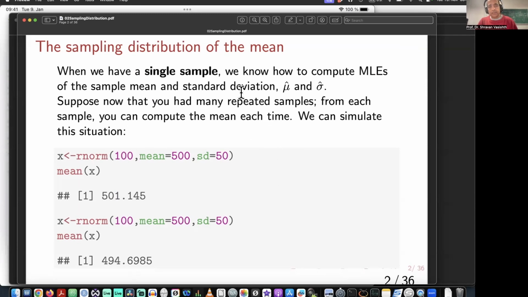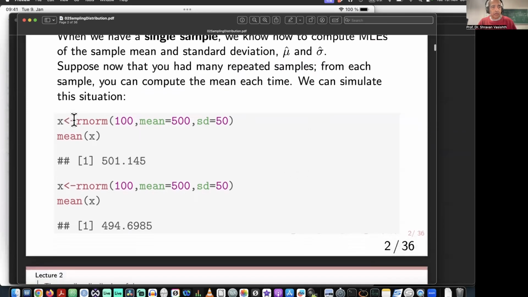Suppose that we do these repeated samples, right? We collect these repeated samples and we compute the sample mean each time, right? So let's simulate that situation. We can run experiments on the computer without actually collecting data physically the way we did for the Stroop experiment. So we're going to use the rnorm function to generate 100 data points from a normal distribution with mean 500, standard deviation 50. These are just arbitrary numbers I chose just as an example.